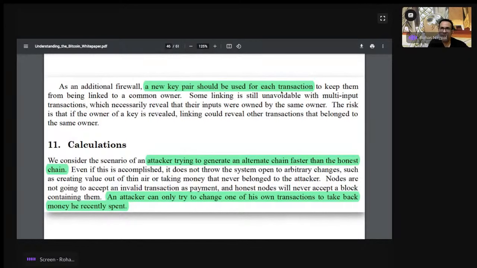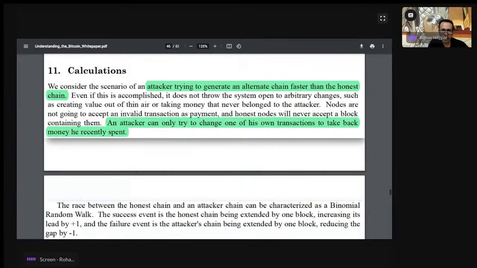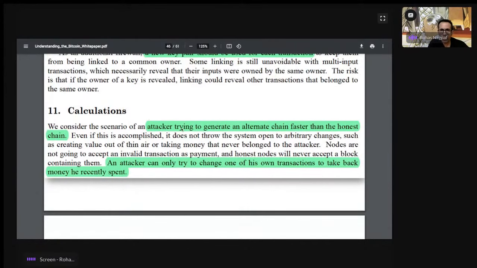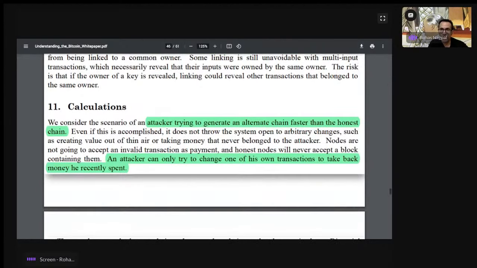Then there are calculations which we are going to see. The Bitcoin white paper tries to see a scenario where an attacker is trying to generate an alternate chain faster than the honest chain. Now here I have something quite controversial to explain to you. I don't know if I asked you this question in the last session. Is it possible today for the entire Bitcoin ledger to be rewritten? Right from 2009 till today, can we rewrite all the transactions with new ones? Is it possible? What do you guys think?